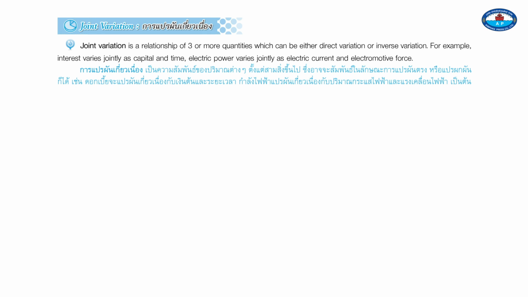Joint variation. Joint variation is a relationship of 3 or more quantities which can be either direct variation or inverse variation. For example, interest varies jointly as capital and time. Electric power varies jointly as electric current and electromotive force.